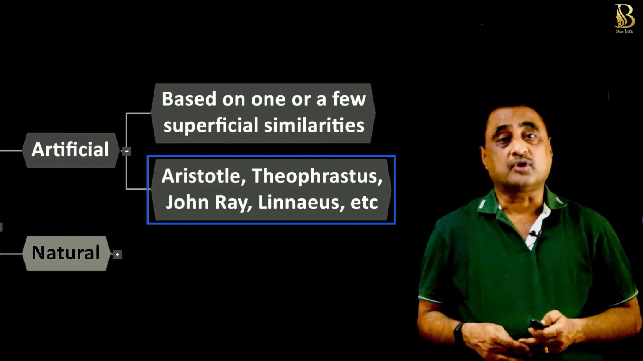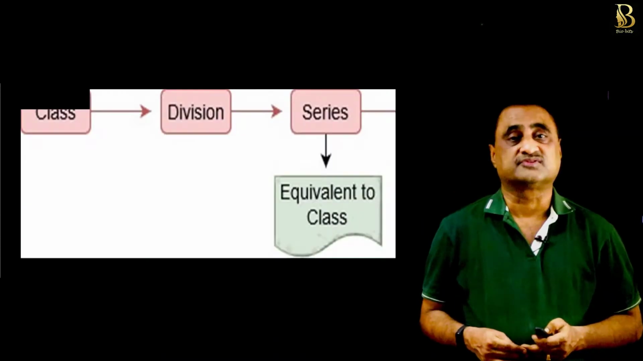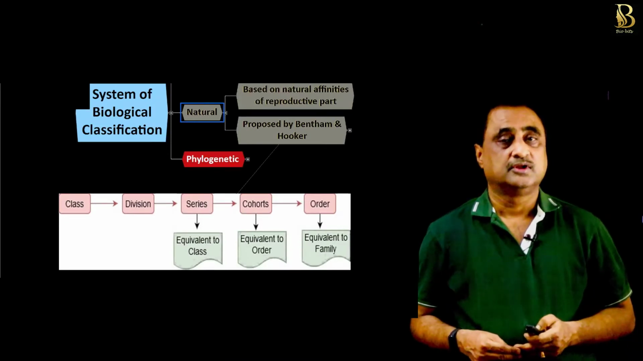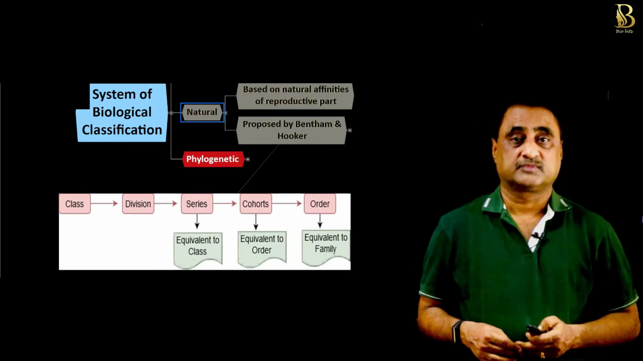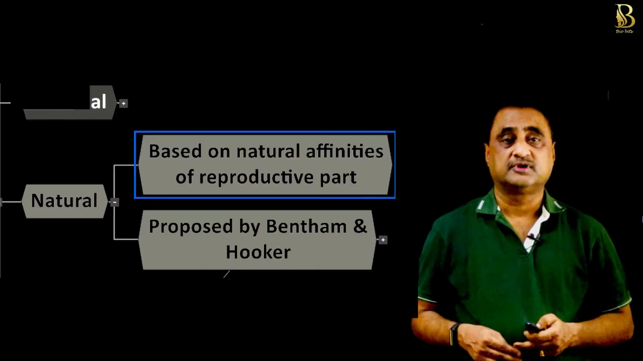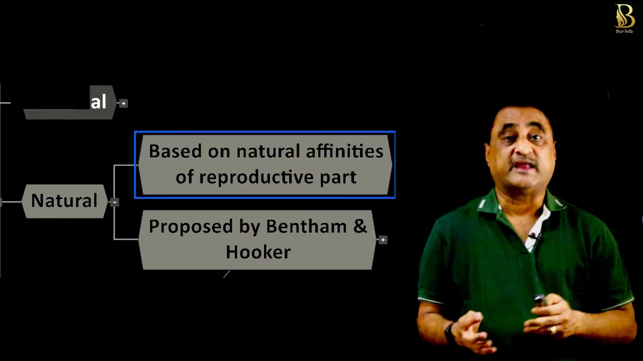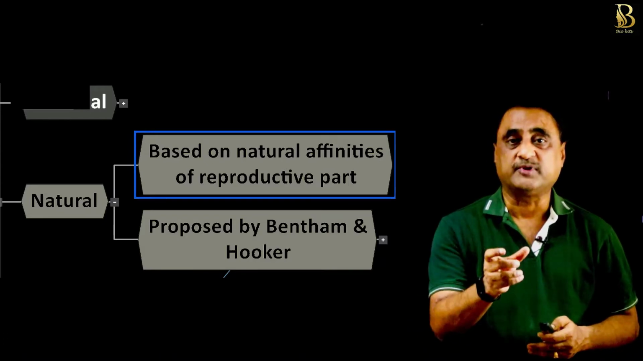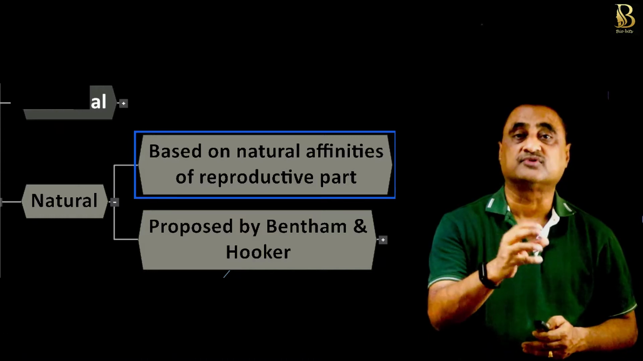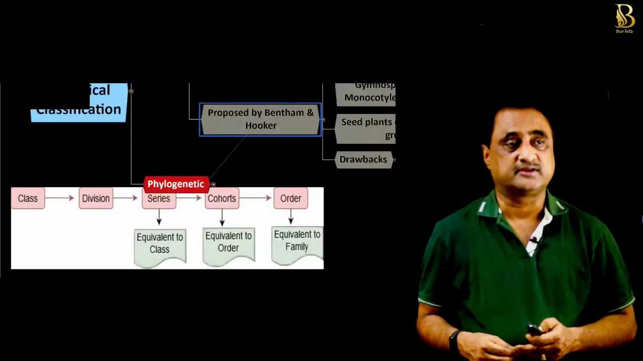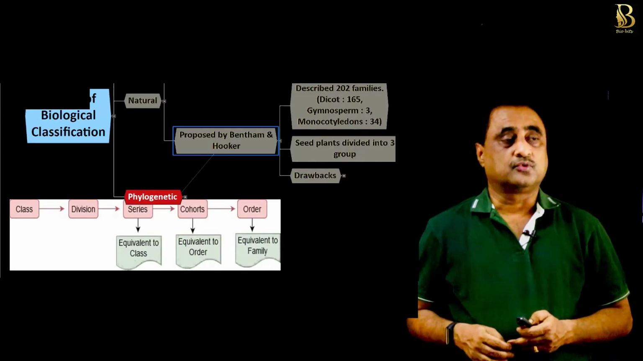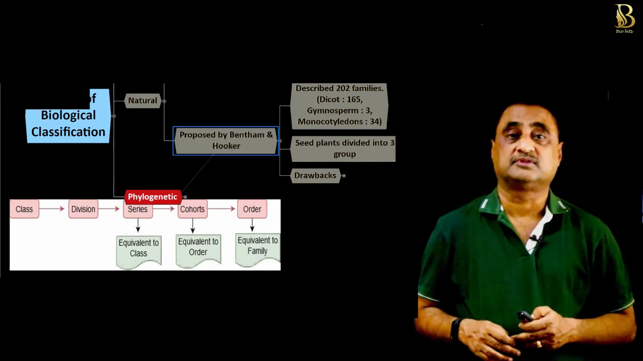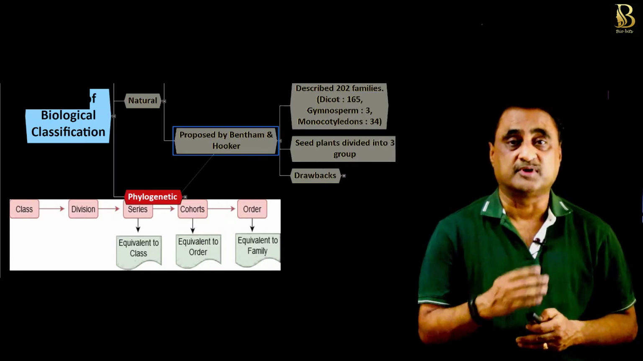Now, let's talk about the second one, which we call the natural one. Now, what is the natural? In the natural, the classification is based on the natural affinities of the reproductive part, primarily the female part. On the similarities or dissimilarities of that particular part, the classification has actually been done. The most important natural classification is the one proposed by Bentham and Hooker.